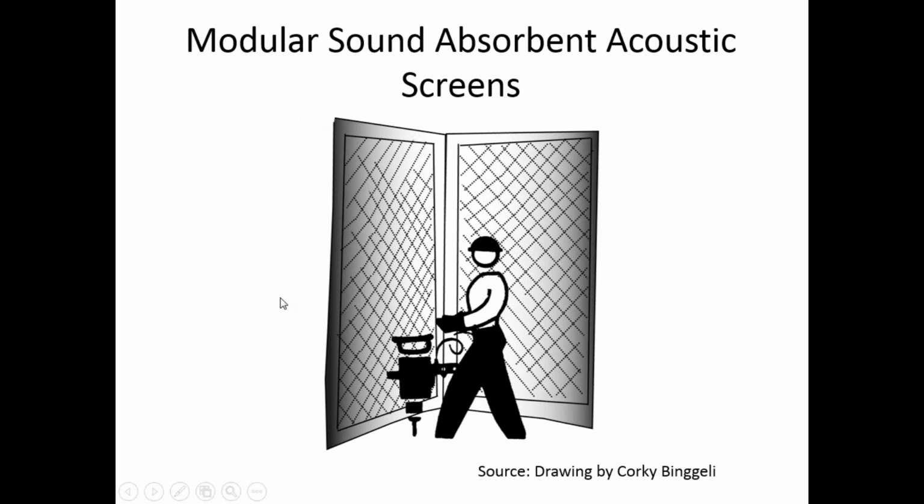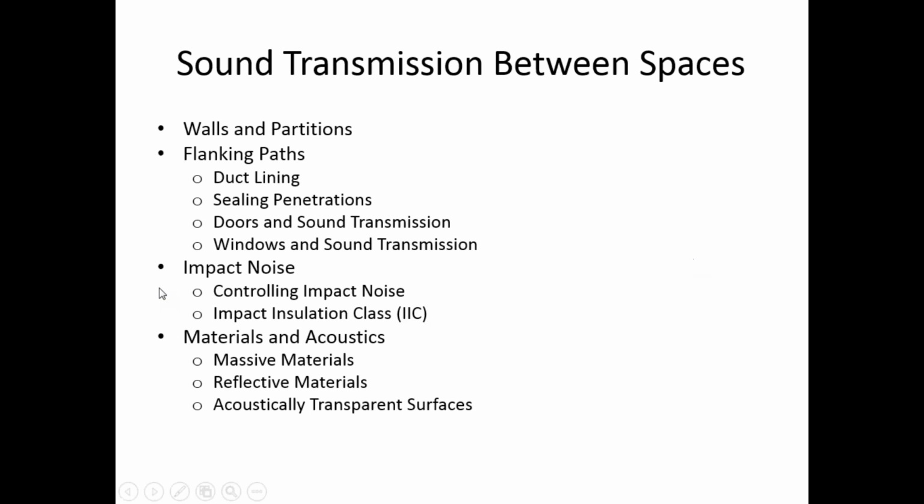So we have some great products that I can show you later on this. I showed you a little bit of the Orlex where they had those nice metal poles that were connected to the wooden bases with the panels on top, but I think there's some better things out there. Sound transmission between spaces, walls partitions with flanking paths, duct lining.